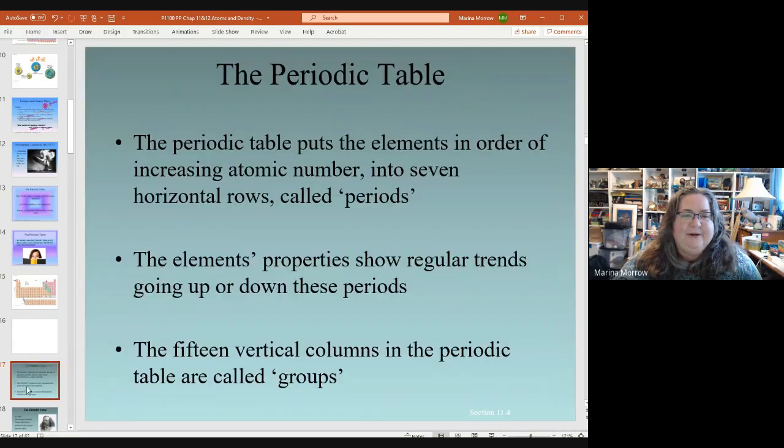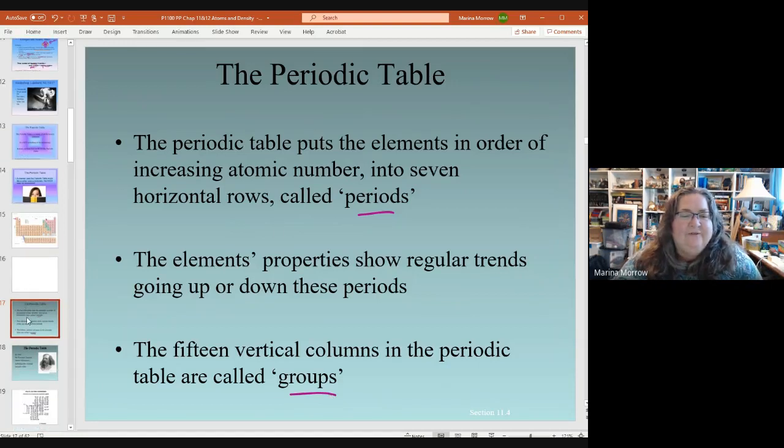So anyway, the periodic table has the elements organized by increasing atomic number. There are 7 horizontal rows. Those are called the periods. And the properties have regular trends. The columns are called groups. They're like the families of elements that have common characteristics.